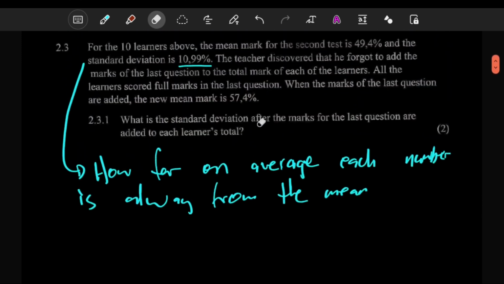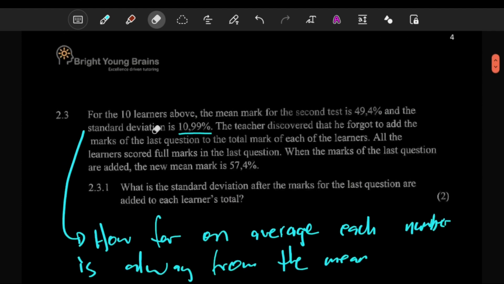We haven't even read the question. It says, what is the standard deviation after... Whoa, bro, we didn't read the question fully, man. We're just getting carried away with explaining what standard deviation is. But anyways, it says here now, the teacher discovered that he forgot to add the marks of the last question to the total mark of each of the learners, right? And then it says all the learners scored full marks in the last test.